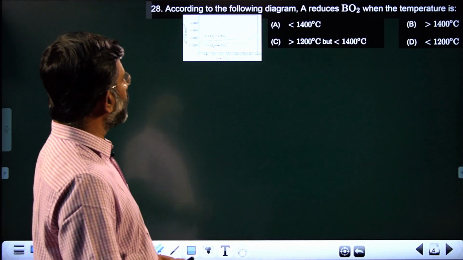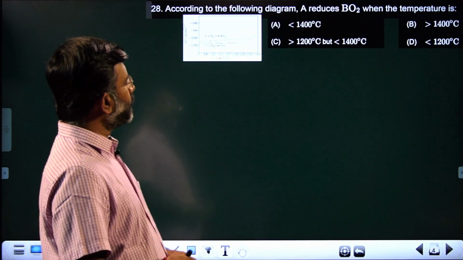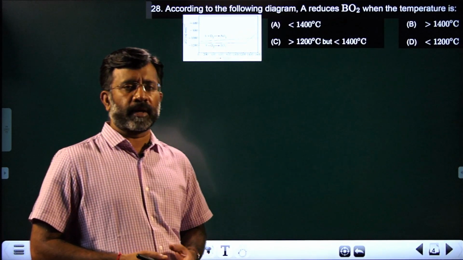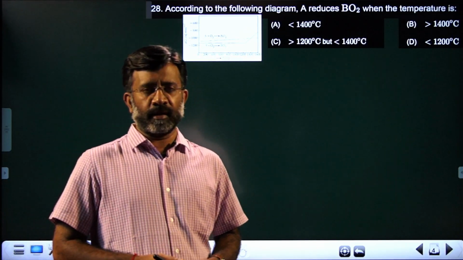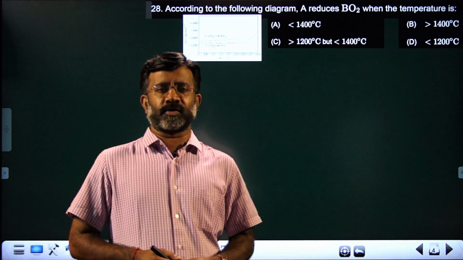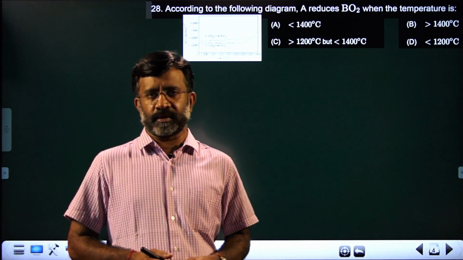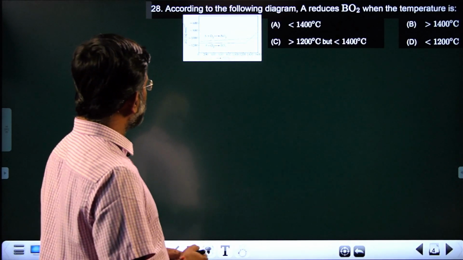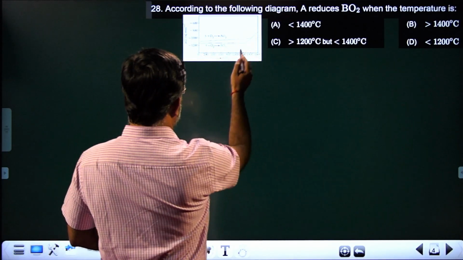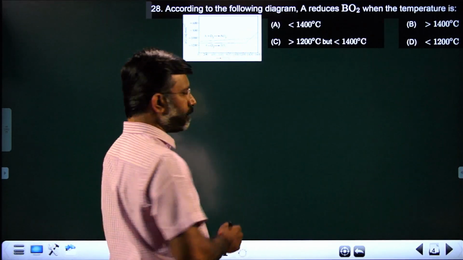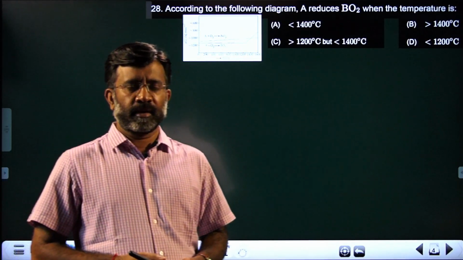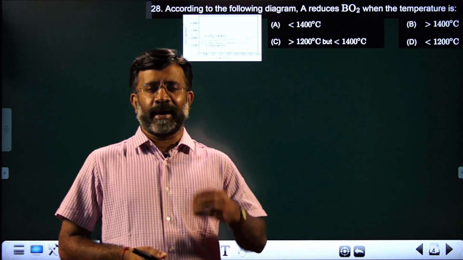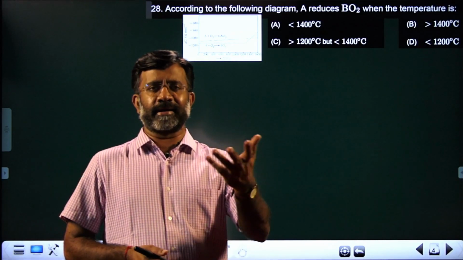According to the following diagram, A reduces BO2 when the temperature is... A question based on the Ellingham diagram from the chapter Principles and Process of Extraction of Elements, Thermodynamic Principles of Metallurgy. You can find the graph for A coming on top and the graph for B coming at the bottom. You might have seen in the textbook the diagram concerning aluminium oxide and magnesium oxide. The diagram came like that.